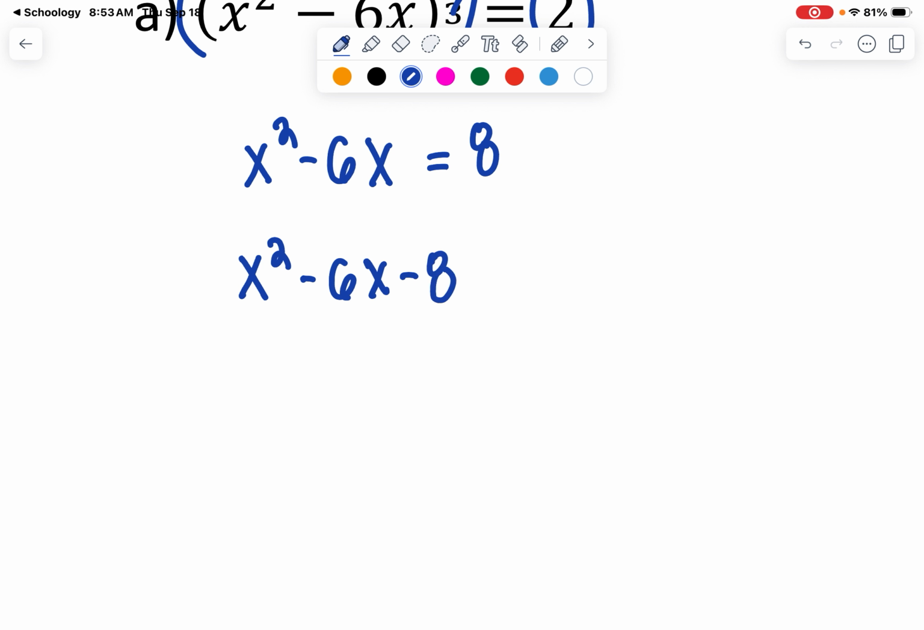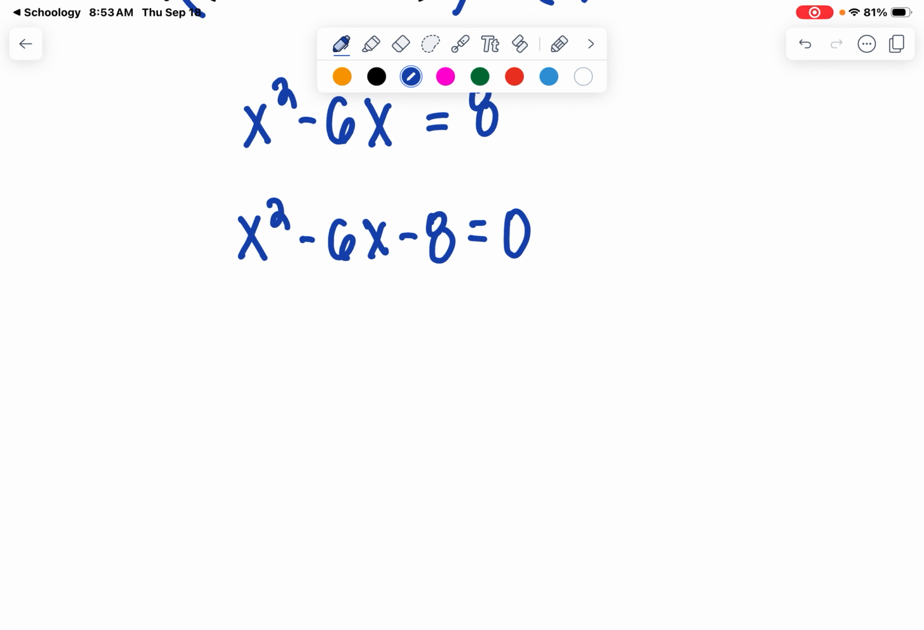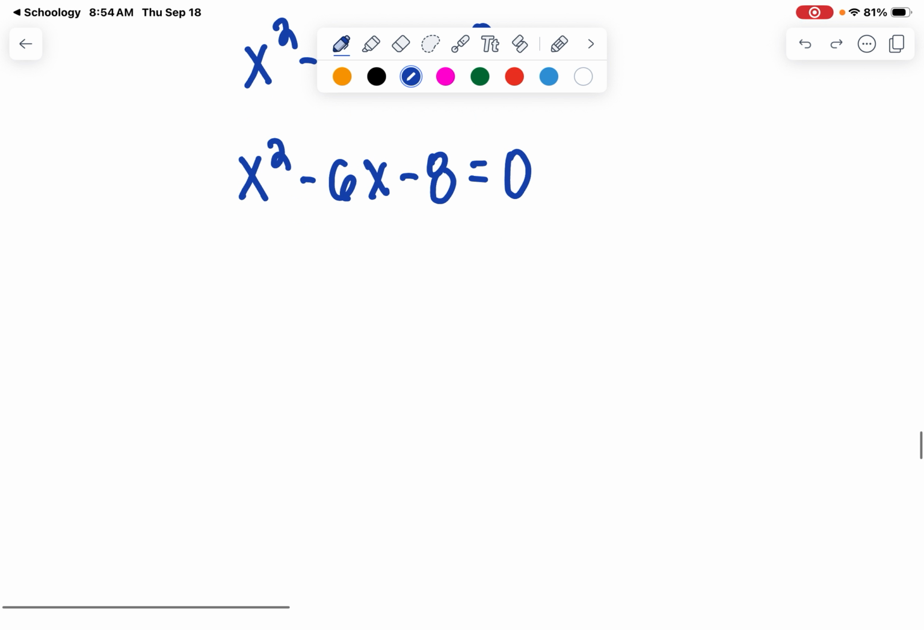There is no GCF, but I don't know two numbers that multiply to give me -8 and add to give me -6. I was going to say -4 and 2 by accident, but sorry, -4 and -2, but that doesn't work. If this was it, I'd be fine, but it's not. So I need to either complete the square or use the quadratic formula.